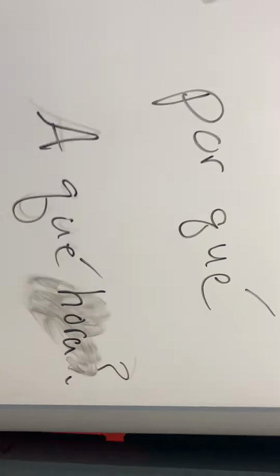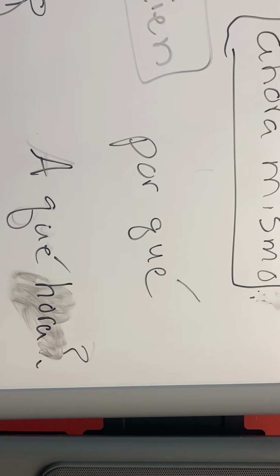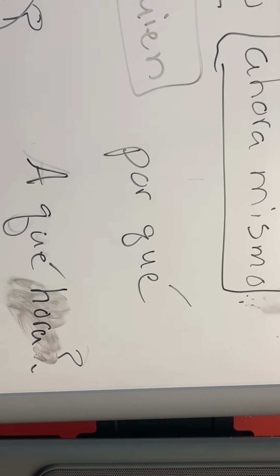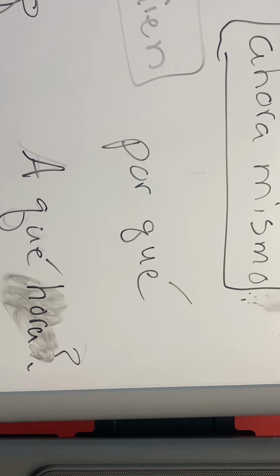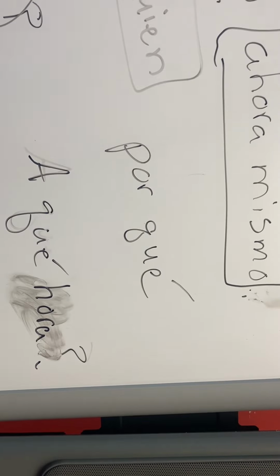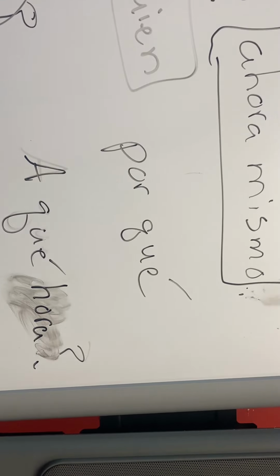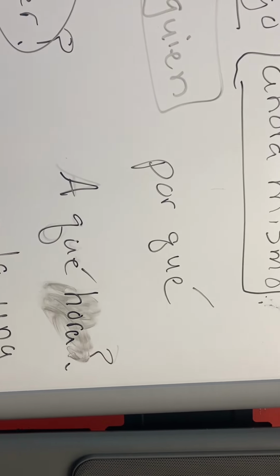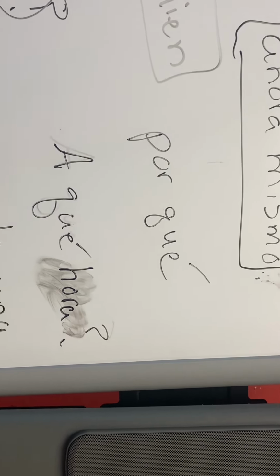And por qué, why, is going to give us information where we can give a reason. We've been learning things like tengo hambre, I'm hungry, tengo frío, I'm cold, tengo sueño, I'm sleepy. So if I say, I want to sleep, and you say, well, why? I might say, because I'm sleepy. Quiero dormir. ¿Por qué quieres dormir? Porque tengo sueño. And that's how we're going to use por qué. We can also use lo que pasa es que, the thing is, which we've been learning also.